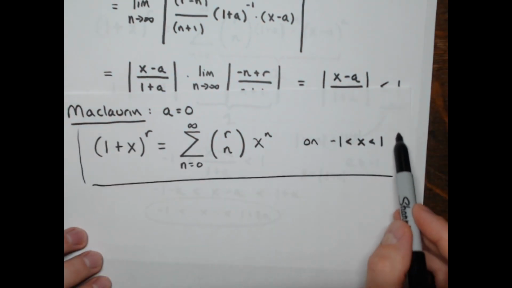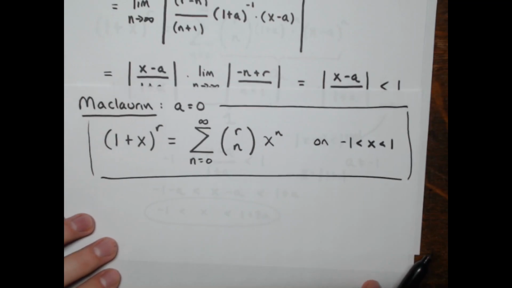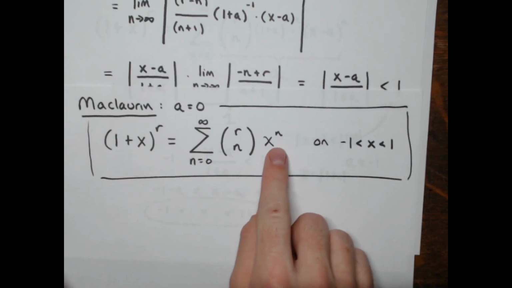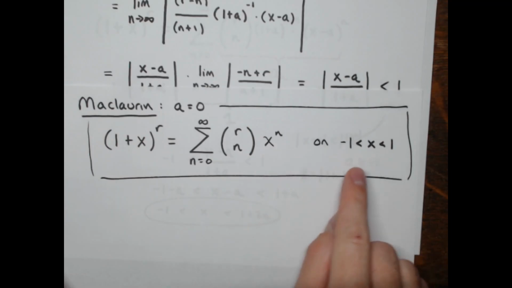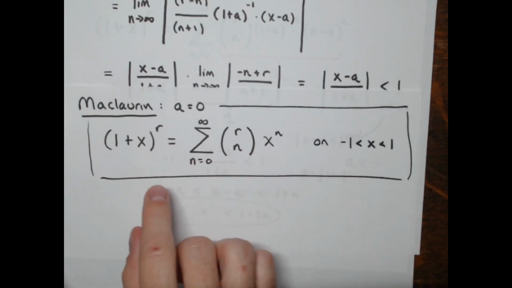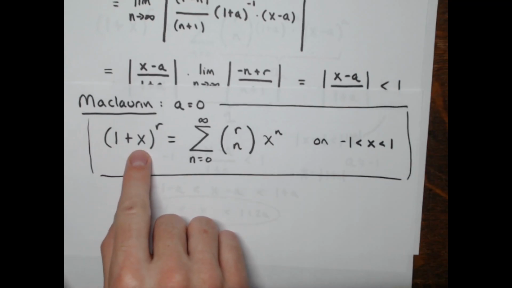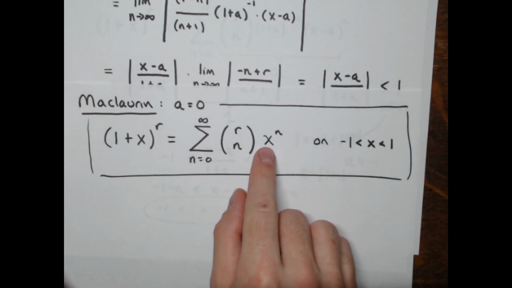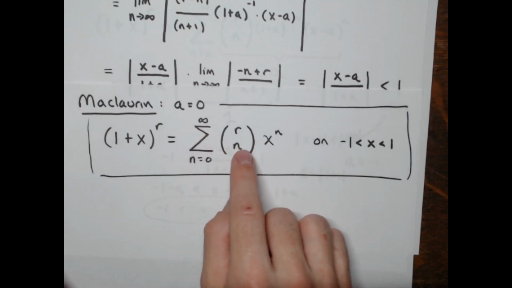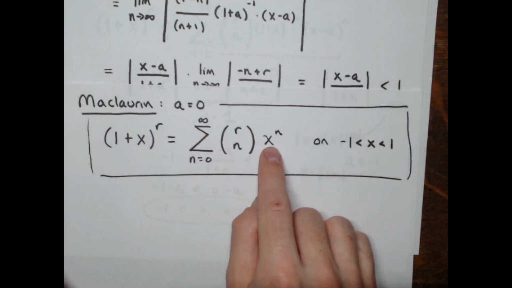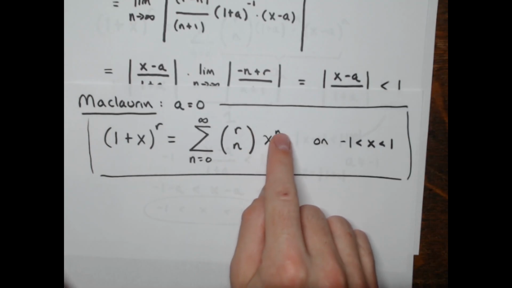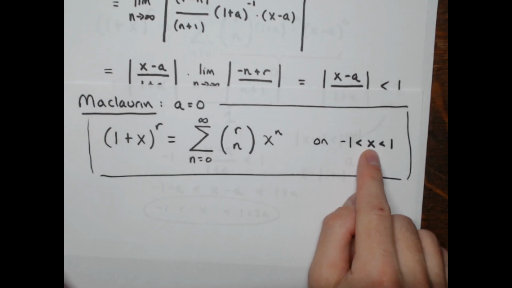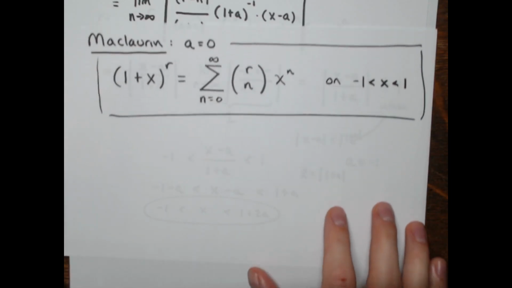This is nice to know right here, because I could replace x with something and get a series as long as x is between -1 and 1, kind of like we did with geometric series a lot. If I had (1 plus box) to the r, that could be the sum from n equals 0 to infinity of r choose n times something in a box to the nth.